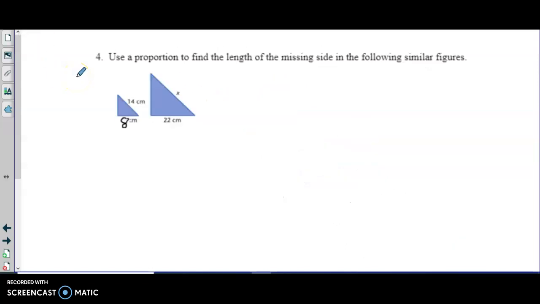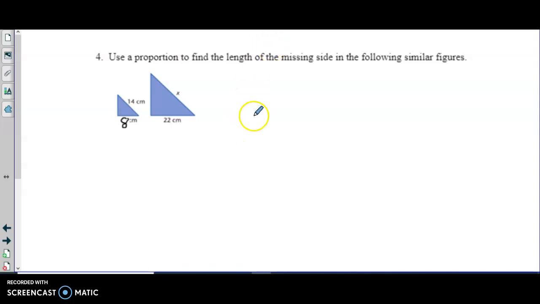So use a proportion to find the length of the missing side of the following similar triangles. Again, it already tells us they're similar. So we already know that the corresponding angles are equal, and we already know that the corresponding sides are proportional. And remember that word proportional means we can set up 2 fractions that are equal to each other. So let's go ahead and set up 2 fractions.